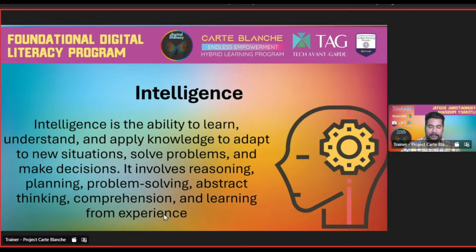The same thing you were doing: solving problems, and making decisions whether to solve or not to solve. Also, it involves reasoning, planning, problem solving, abstract thinking, comprehension, and learning from experience. There are many things which come under the intelligence umbrella. That's why the human brain is always called an intelligent brain. Now, what do we mean by artificial? Artificial is something we have read in our science chapter also, natural resources, artificial resources. And artificial is always made by humans.